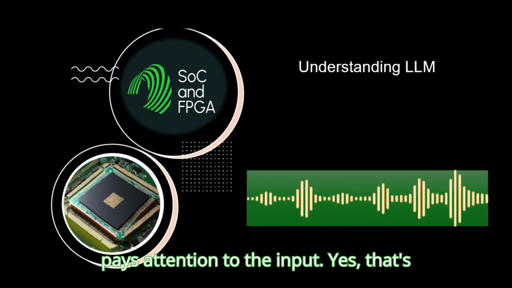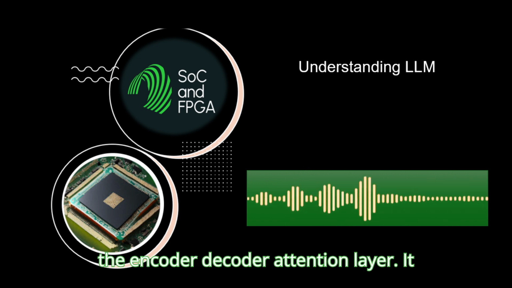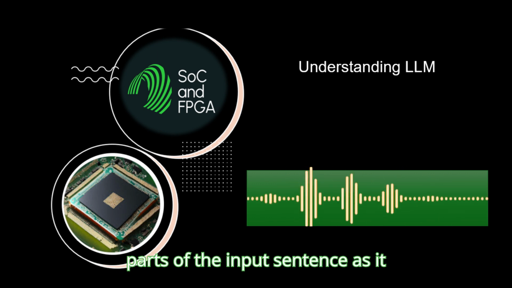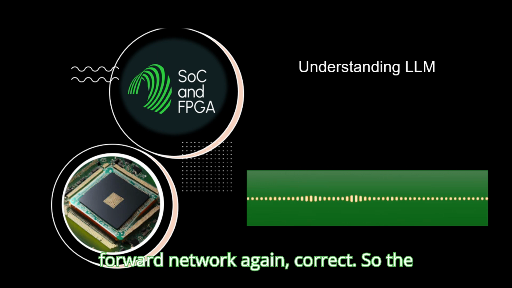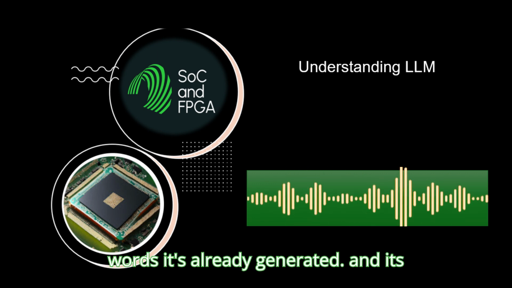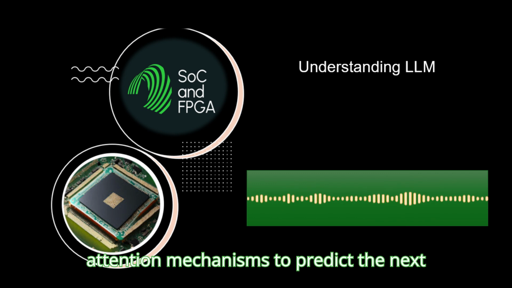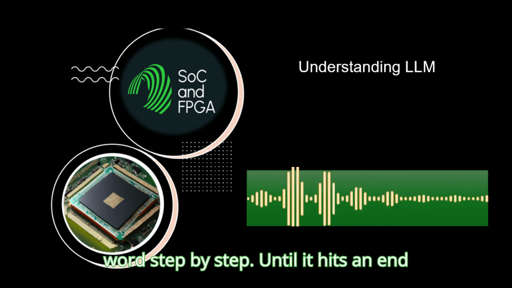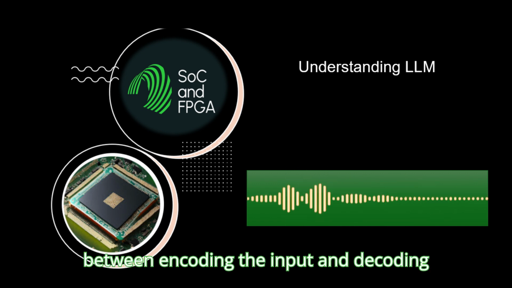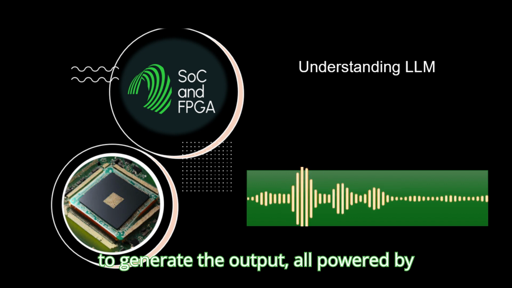Makes sense. And it also pays attention to the input. Yes. That's the encoder-decoder attention layer. It helps the decoder focus on the relevant parts of the input sentence as it generates the output. And then a feed-forward network again? Correct. So the decoder uses the encoder's output, the words it's already generated, and its attention mechanisms to predict the next word step by step. Until it hits an end signal. Exactly. So it's this interplay between encoding the input and decoding to generate the output, all powered by attention.